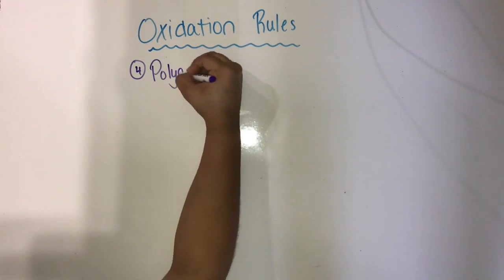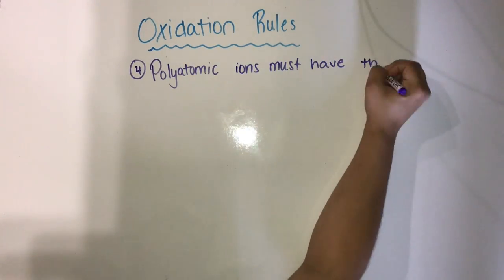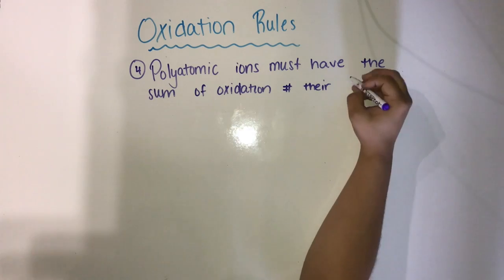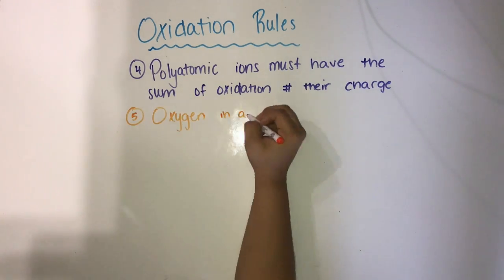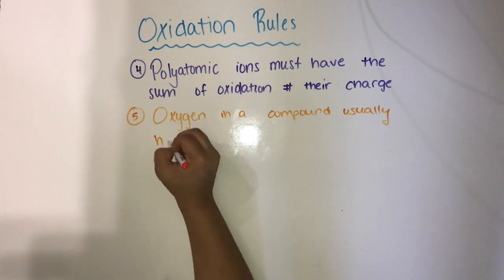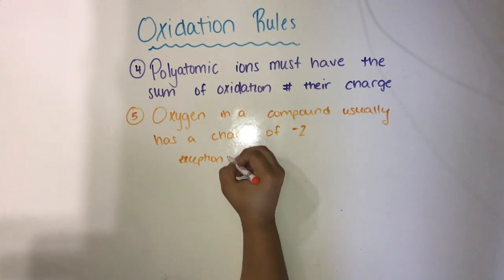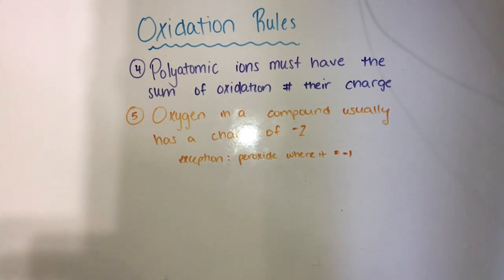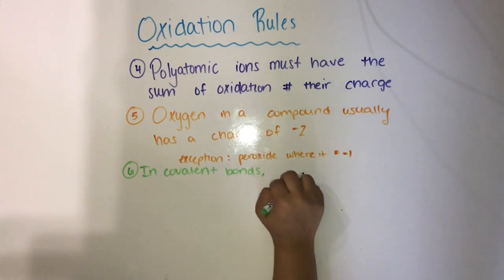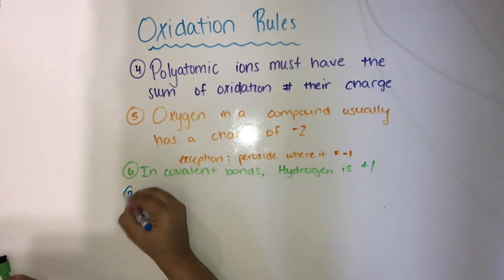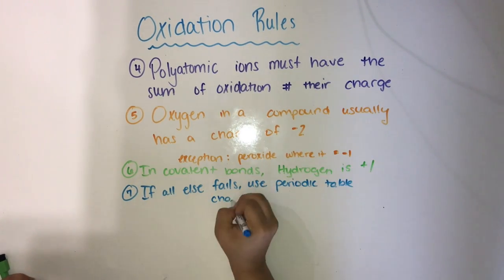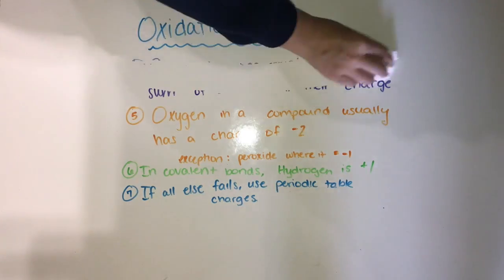The next rule is that polyatomic ions must have the sum of the oxidation numbers equal to their charge. Oxygen in a compound usually has a charge of -2, with an exception of peroxide where it is -1. In covalent bonds, hydrogen is +1. Lastly, if all else fails, use the periodic table.